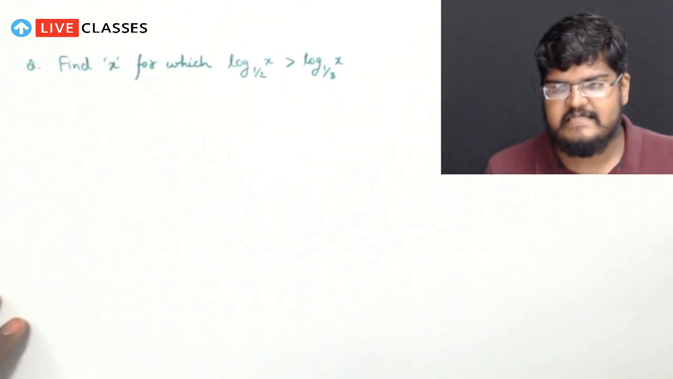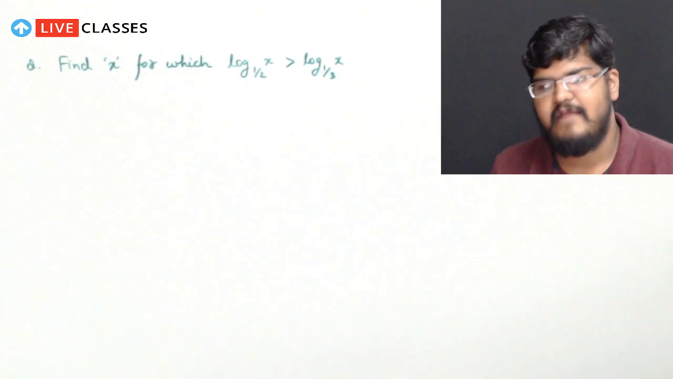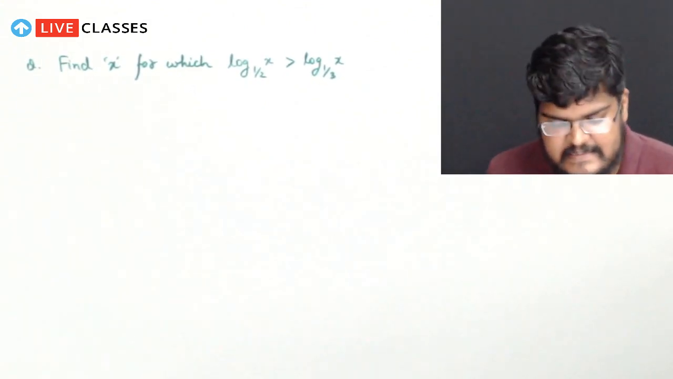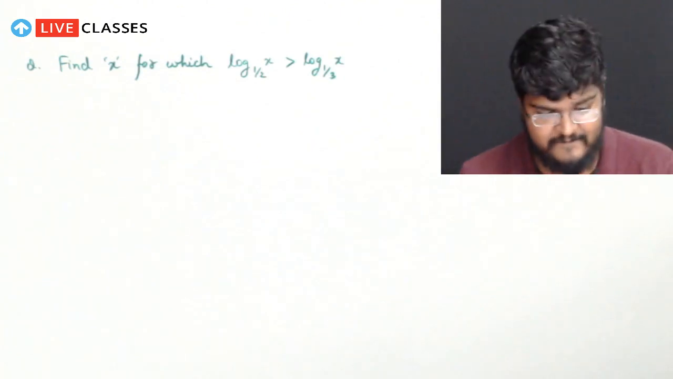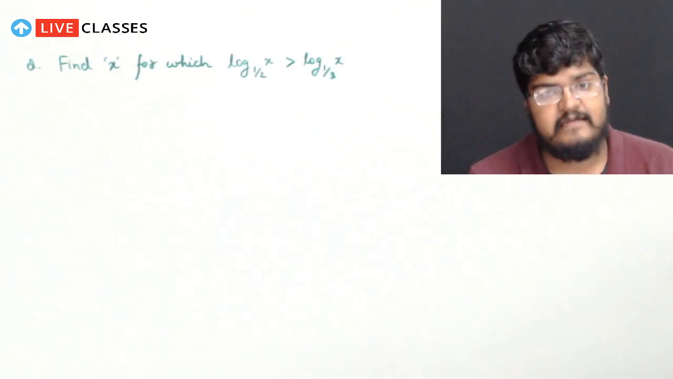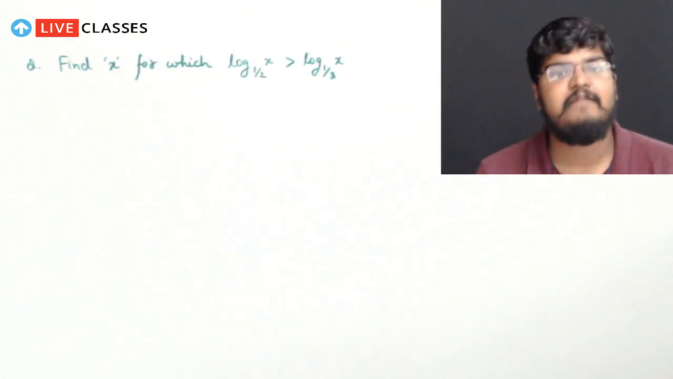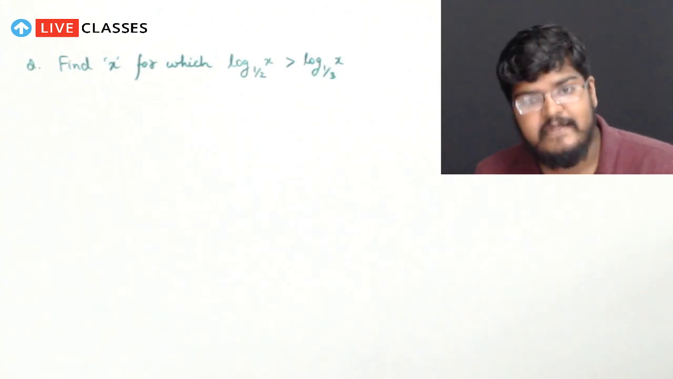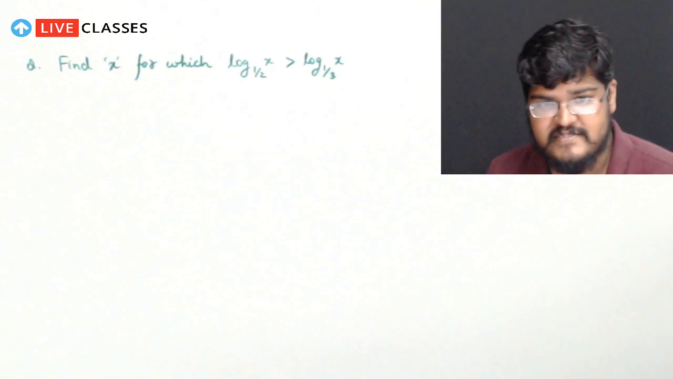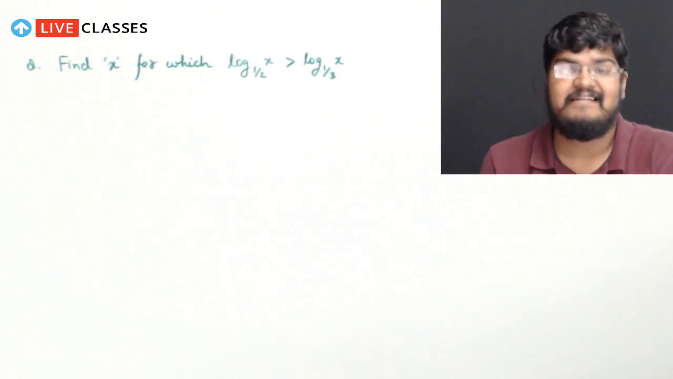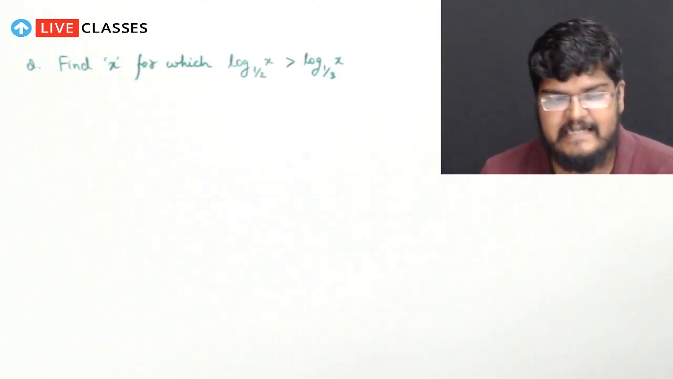This question is a bit different from the question that we have done earlier, and the reason is that the base over here, you can clearly see, is less than 1, which means that the graphical trend will be from positive to negative. That is, for values of x greater than 0 but less than 1 it will be positive, and for values of x greater than 1 it will be negative.